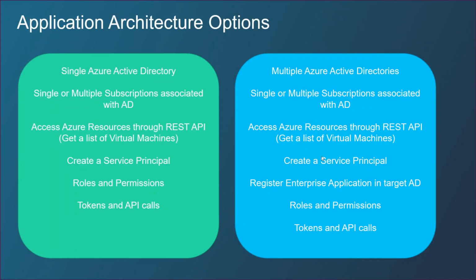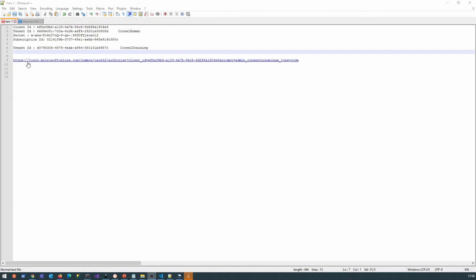So we've created the service principal, the new service principal in the Cornell Heman side. Now we want to look at registering the enterprise application in the target Active Directory. It's quite simple. So we'll generate a link, and this is something you put in a link to click on your application, or you can mail it out to your client. But basically, we will provide the client ID, and we're going to ask for admin consent.